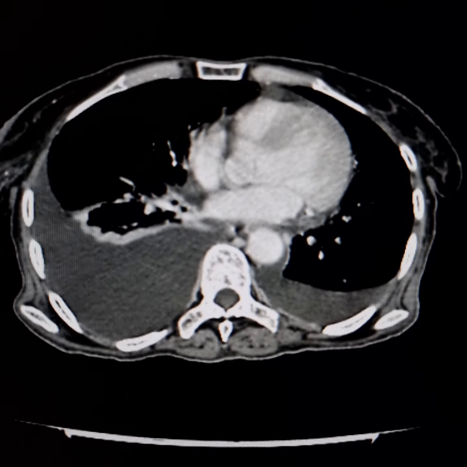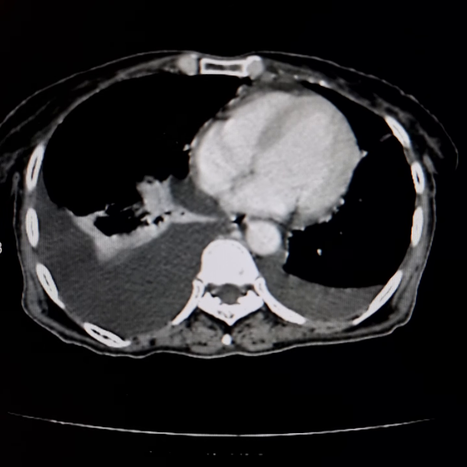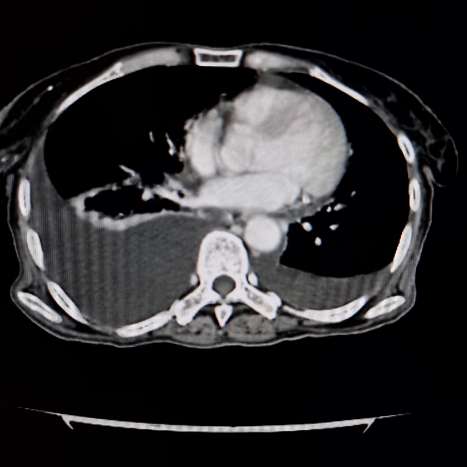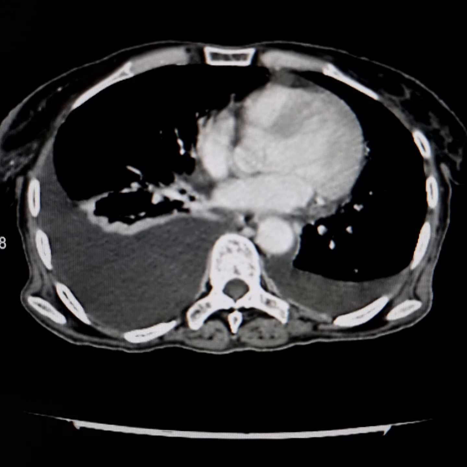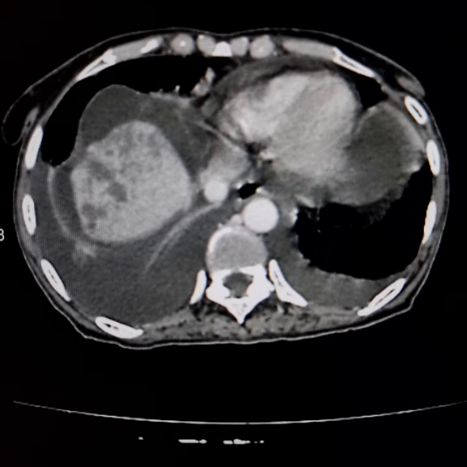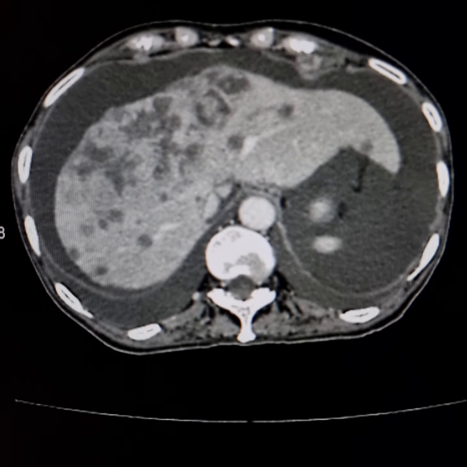This is a contrast CT scan of a 57-year-old female patient. The patient is a known case of hepatocellular carcinoma with intrahepatic metastasis. Now the patient has presented with acute abdominal pain. There is moderate pleural effusion on the right side, but mild pleural effusion on the left side. There is massive ascites.